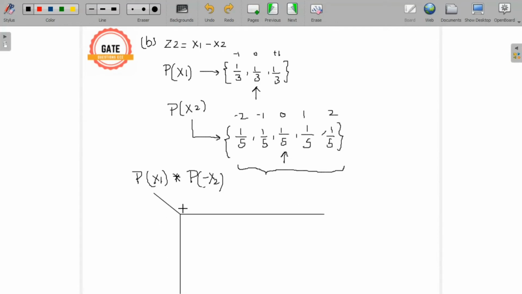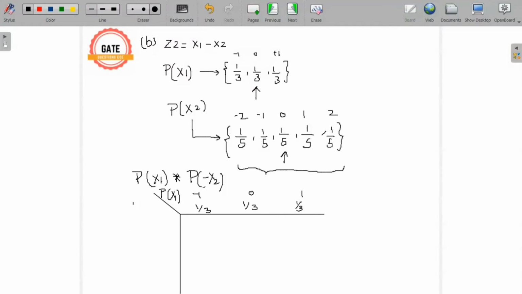So firstly we will write here, on this side we will write probabilities of x1. x1 can take values -1, 0 and 1. Its probabilities are 1 by 3, 1 by 3 and 1 by 3. So on this side we wrote probabilities of x1.